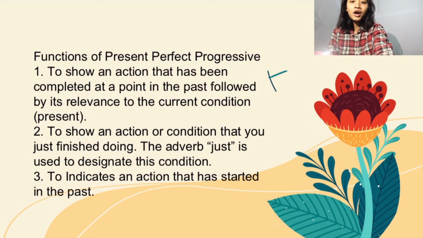And the function of present perfect progressive is first to show an action that has been completed at a point in the past followed by its relevance to the current condition. And the second, to show an action or condition that you just finished doing. The adverb just is used to designate this condition. Third, to indicate an action that has started in the past. So that's all about the conclusion.